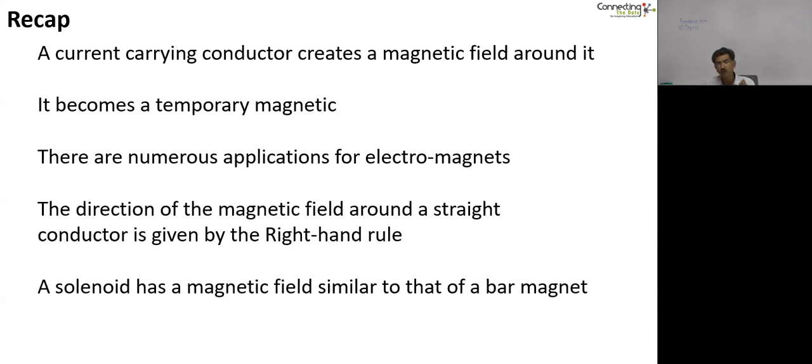Then the rule that we can use to determine the direction of the magnetic field of a wire carrying current, the right-hand thumb rule as it is known. And we compared the magnetic field lines of a solenoid with that of a bar magnet. They look similar. So these were some of the things that we discussed in the earlier lecture.